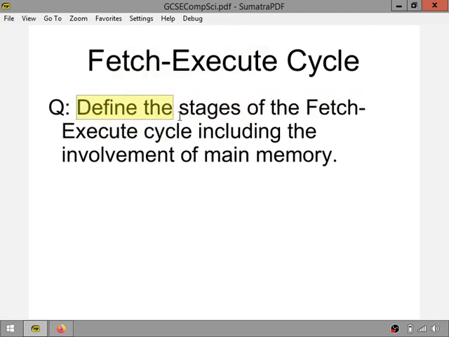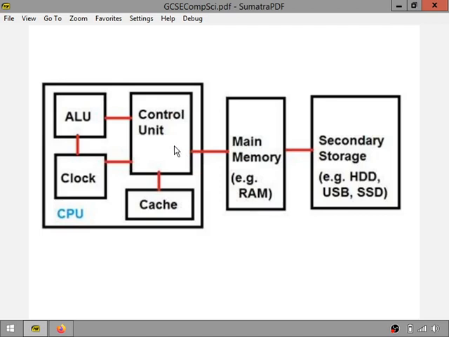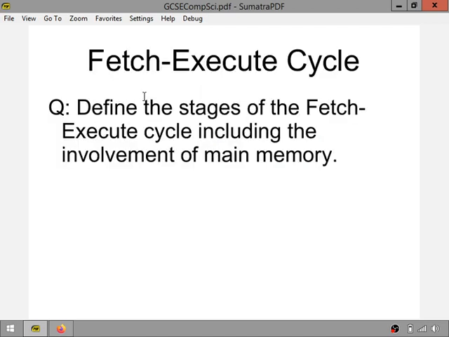Okay, so in the exam, they could ask you to define the stages of the fetch execute cycle, including the involvement of main memory. So going to this diagram, the steps are, and what's great about this question is they've already given you two or three marks in the question already. They want you to talk about the three stages involved in the fetch execute cycle. Well, one stage is fetch, the third one is execute. So they've already given you some of the marks in the question, which is great. It's free money for old rope.